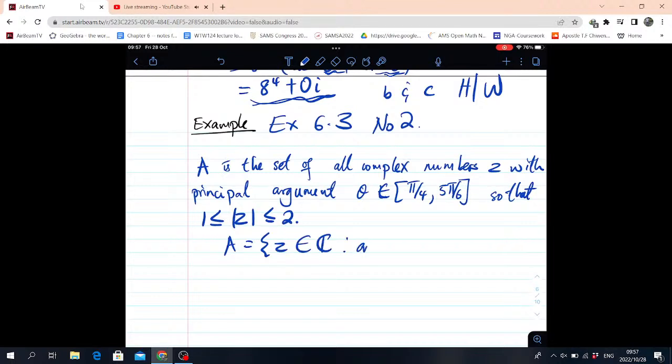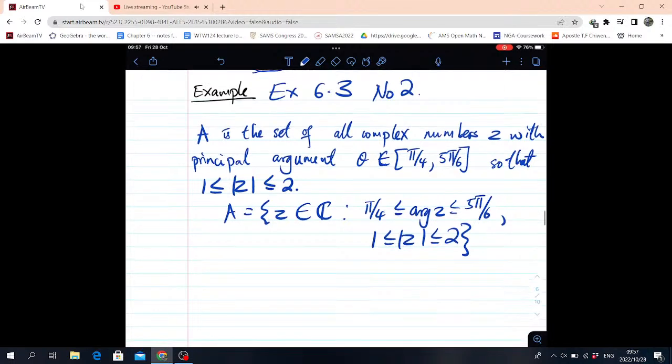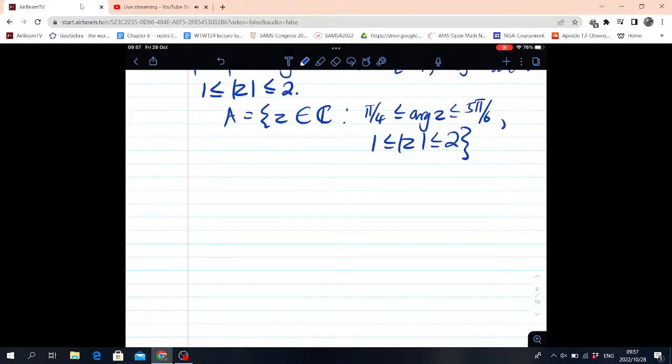So the argument of Z is going to be, maybe let me write it as an inequality. Pi over 4 is less than or equal to the argument of Z, which is less than or equal to 5 pi over 6. And the other condition is that the modulus is between those. So that's the set that we want to draw on the complex plane, right? So we want to sketch A. So let's see what we have.